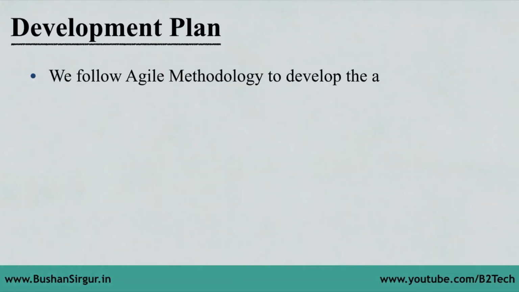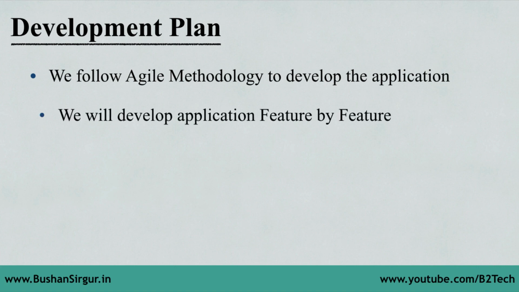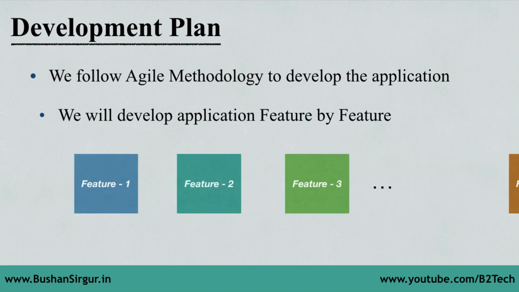So here is a development plan. We follow an agile methodology to develop this application. So we're going to develop this application feature by feature. We're going to develop the first feature, then feature 2, feature 3, and so on and so forth.